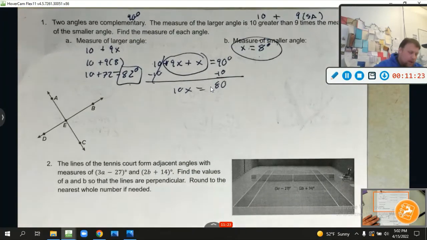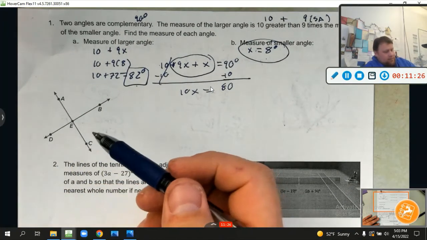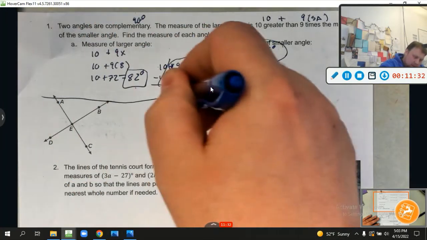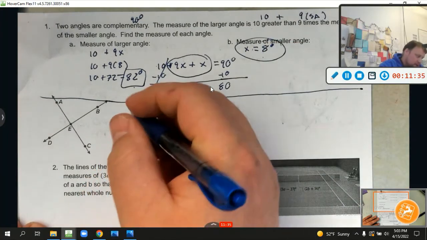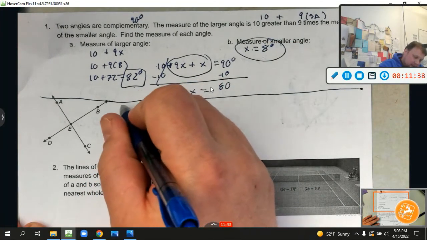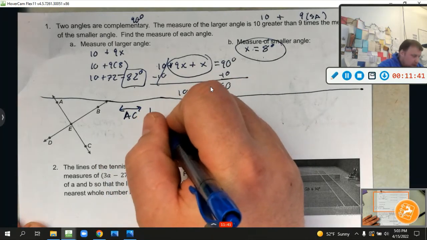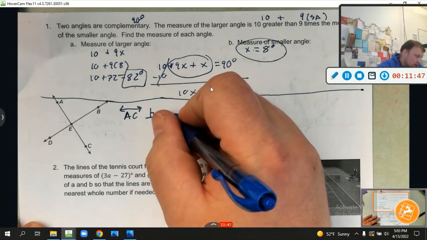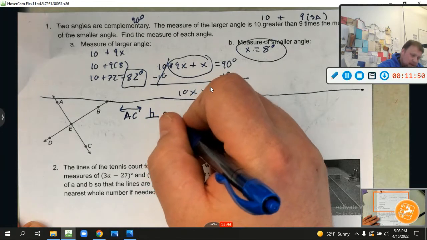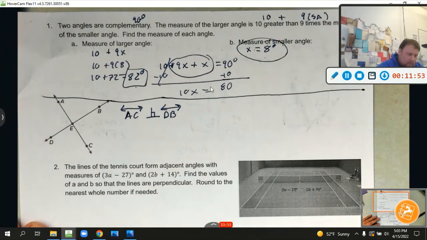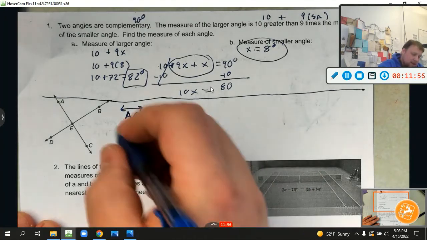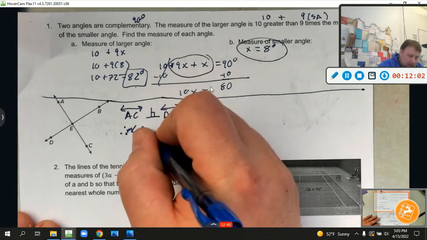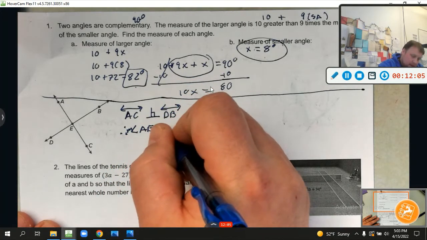Awesome. All right, we're going to look at this figure for a minute right here. I want to draw a line right here just to separate these areas. Here's what I'm going to tell you. I'm going to tell you that line AC is perpendicular. This is the symbol for perpendicular. It is perpendicular to line DB. If it's perpendicular to line DB, here's what we can say. Therefore, the measure of angle AEB equals 90 degrees.